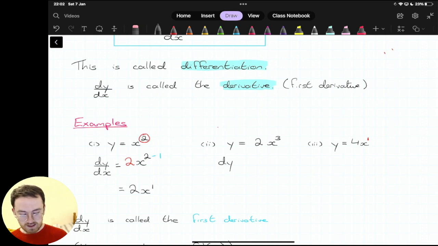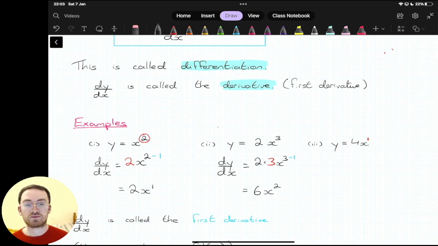For my second example, dy dx is equal to, same thing again, we multiply by the power first. So we have a 2 already at the front, we're going to multiply that by 3. This dot here means multiply, but we can make it a bit clearer maybe with a multiplication symbol. My x to the power of 3 is going to be reduced by 1. So again, my overall answer becomes 6x squared.